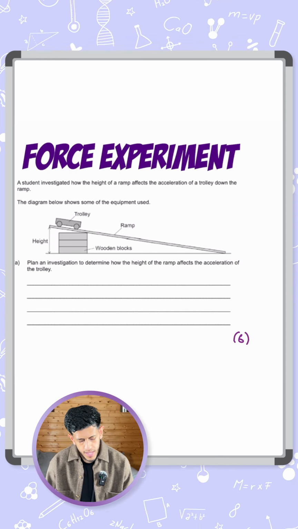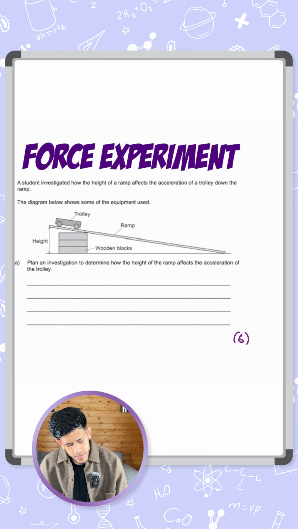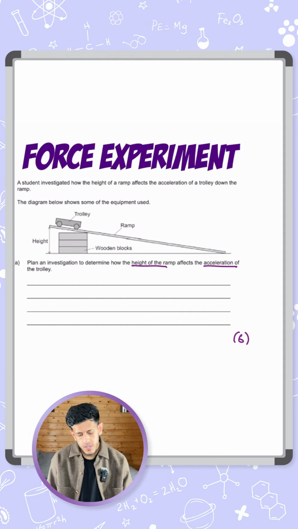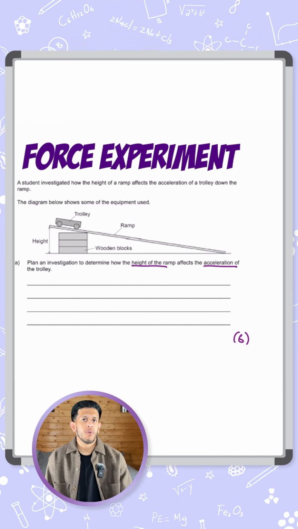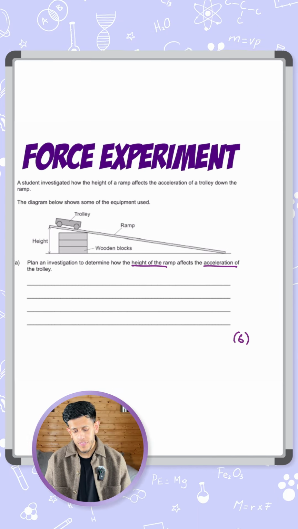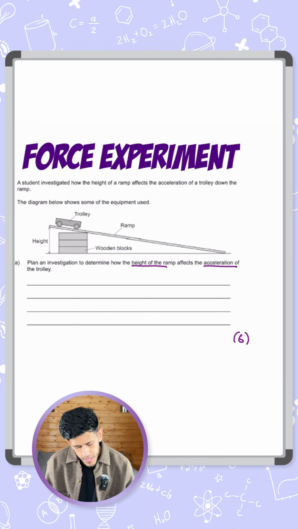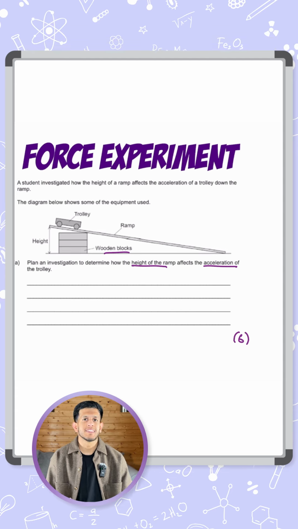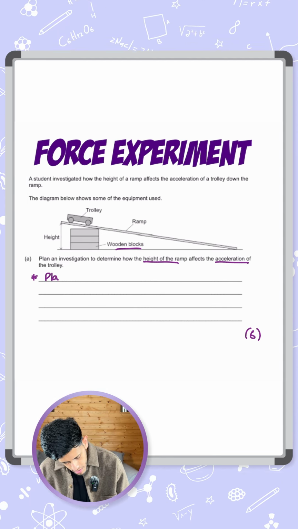Okay, so let's take a look here. I'll underline here the key points we're trying to put across in planning how to see how the height of the ramp affects the acceleration of the trolley. Okay, so we're going to have to adjust the height, because we're investigating, that's the independent variable, and then we're measuring how the acceleration is affected as a result of that. So you can see here, there are several wooden blocks piled up under the ramp. So that's the thing we're going to vary. So the first point I'm going to say is, place one block under the ramp.